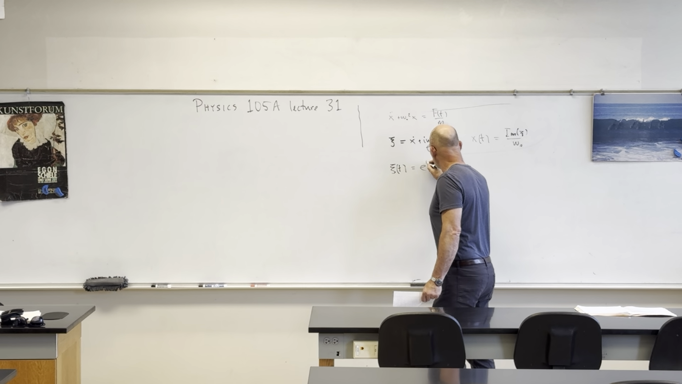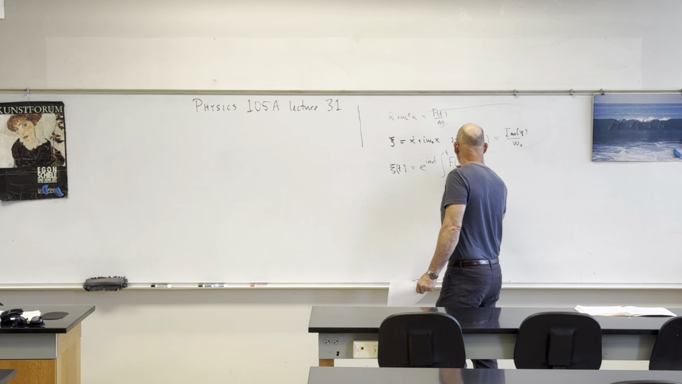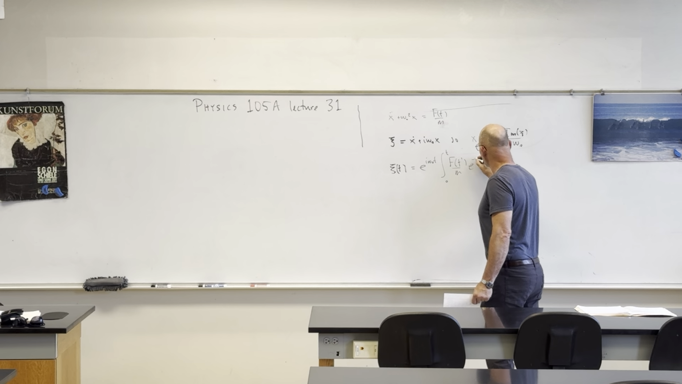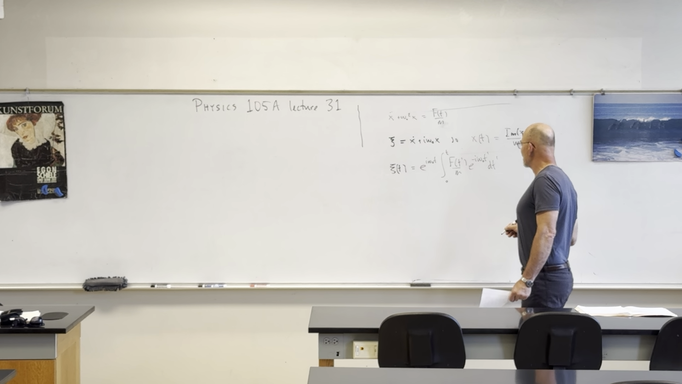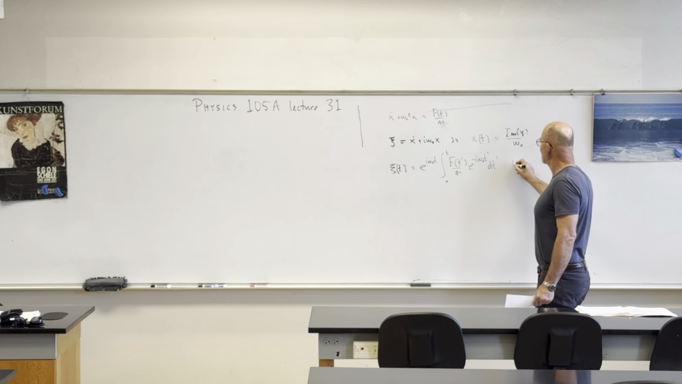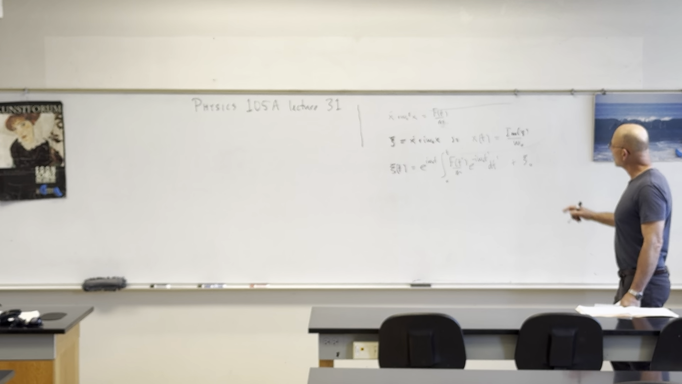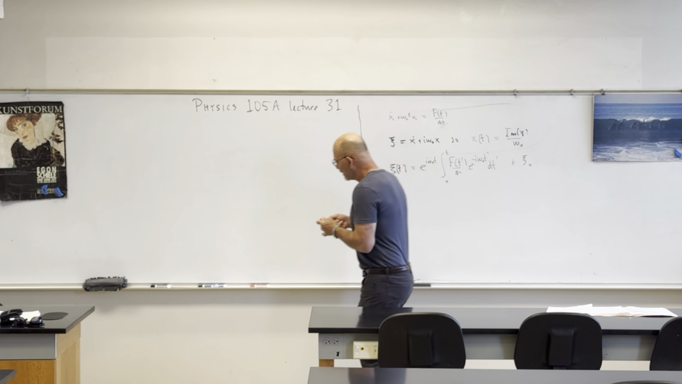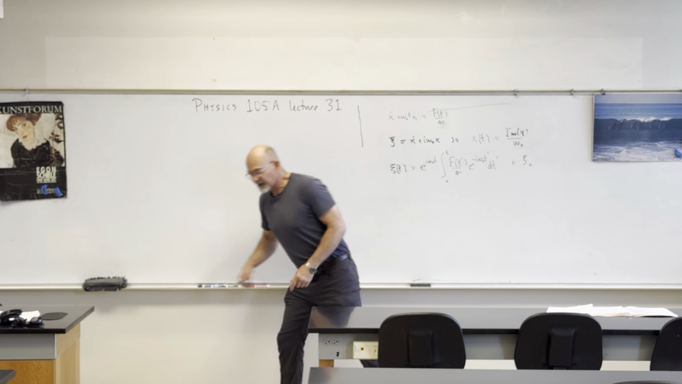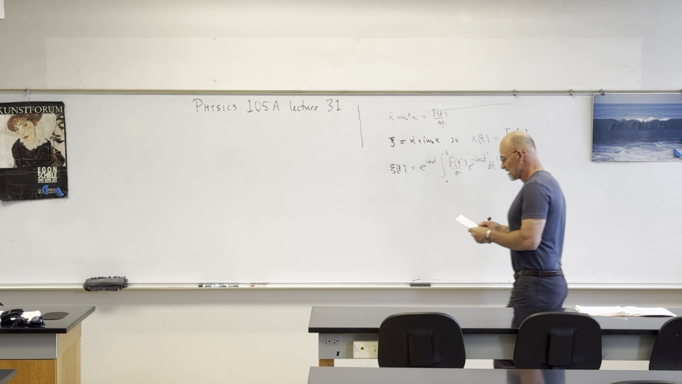e to the i omega naught t, integral of F over m, e to the minus i omega naught t prime, plus a C sub 0 that we never bother with. Okay? We never bother with. So let's put the solutions up here for the two problems that we had looked at.